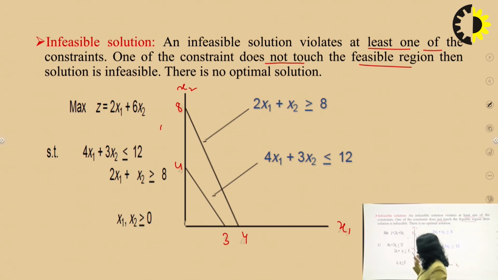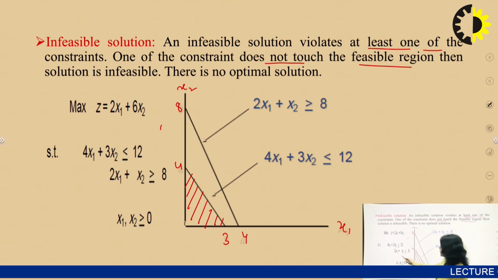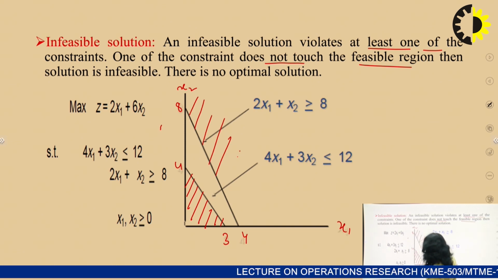Now we will shade the region. So we can see here that the less than or equal to symbol is involved, which means in this case we will shade below the line. Clear? But in this constraint there is a greater than or equal to symbol, so we will shade above the line.